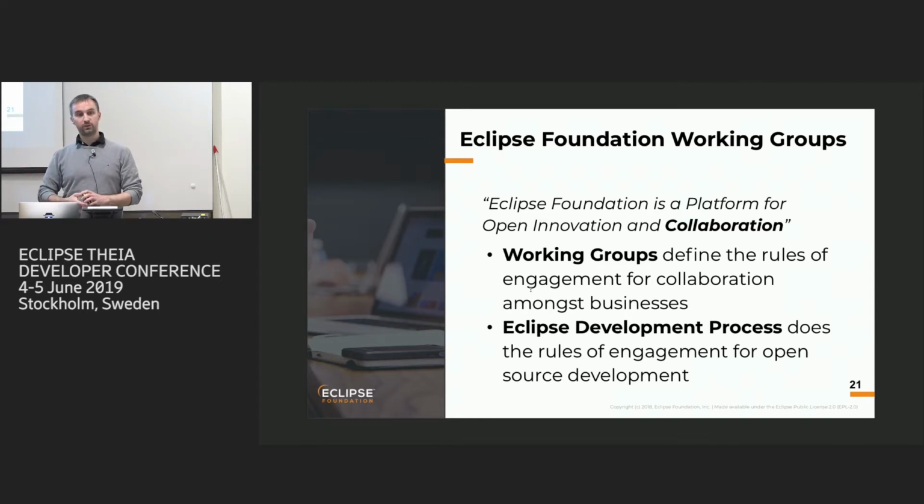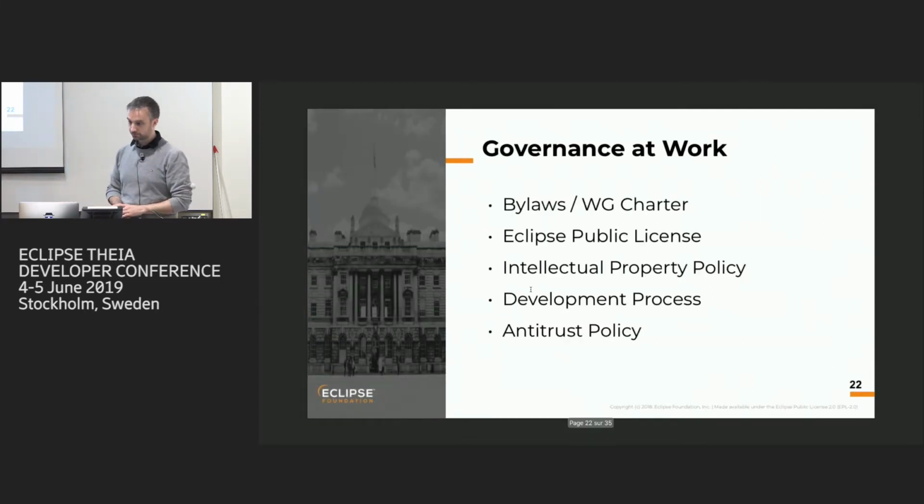So the working groups are there to define the rules of collaboration on those things outside of the project or wider than the project. So we still have the Eclipse development process that defines the rules of engagement on the development of the project, but we have those working groups that define the rules for the businesses to talk to each other and how to collaborate at a wider level. And so those working groups define governance for those projects. So each working group has its own charter, its own bylaws that extend the bylaws of the foundation. So it inherits all the good properties of the foundation bylaws.